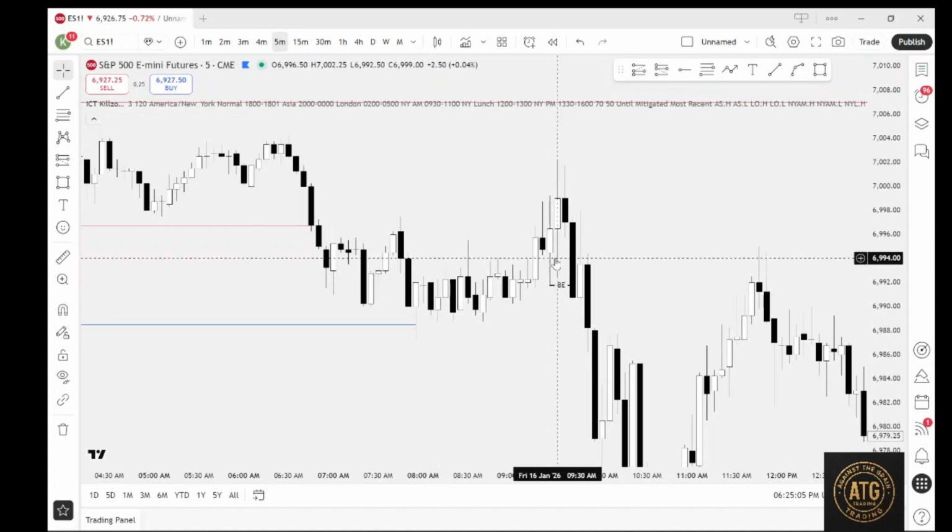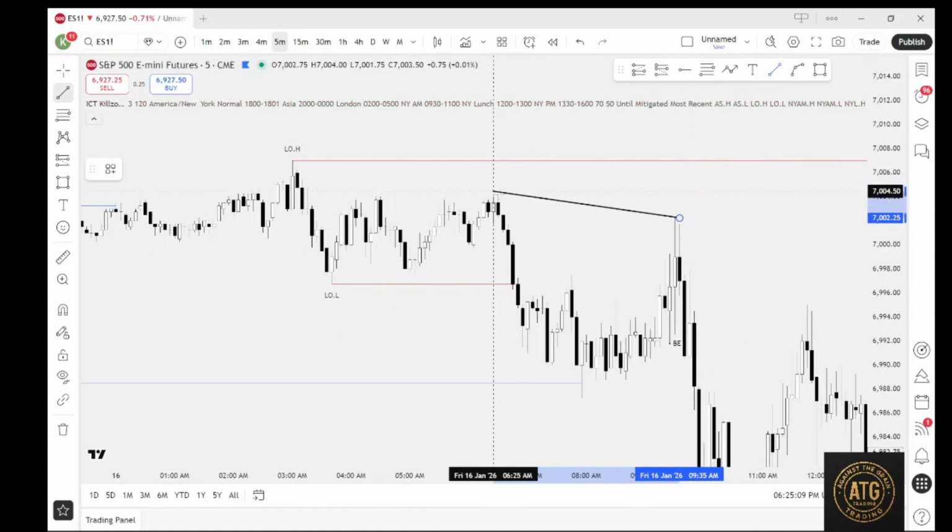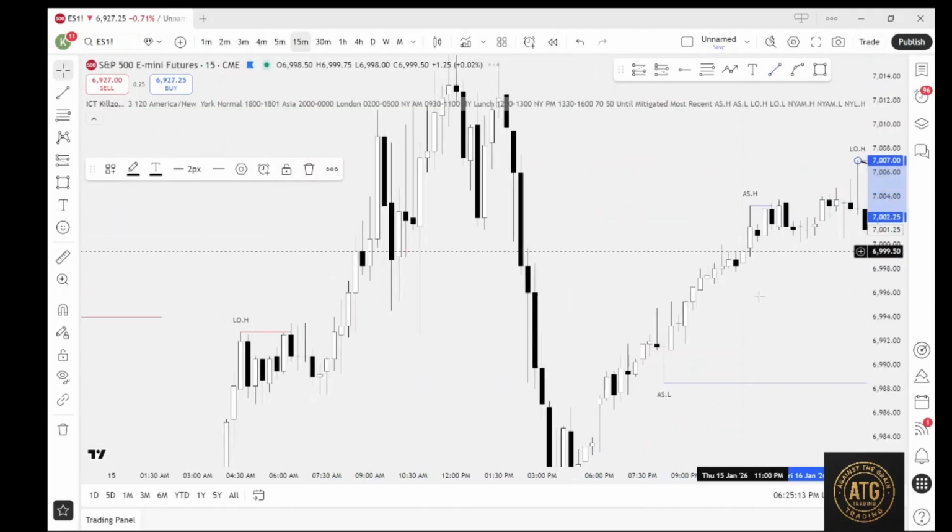9:30 opens up right here. We immediately get a leg up. Like you guys saw, we put in this SMT here and held this 15-minute gap.